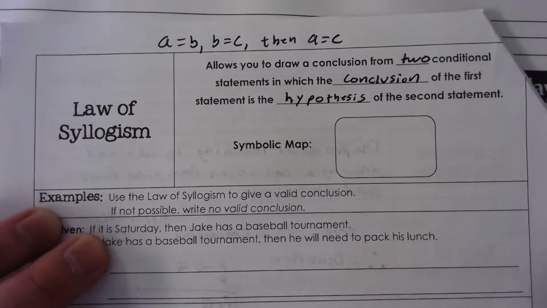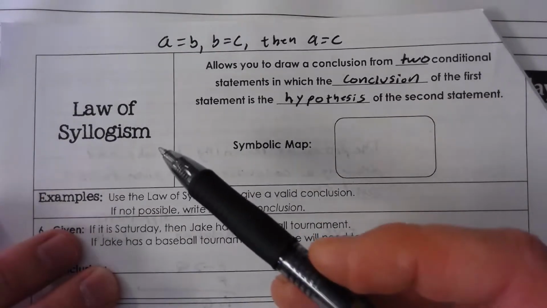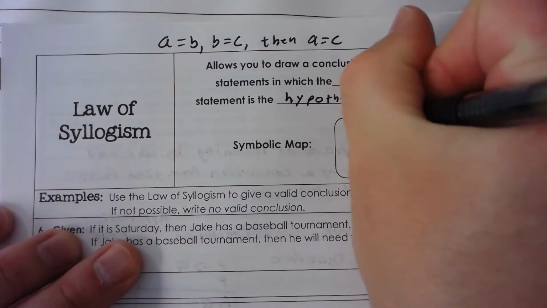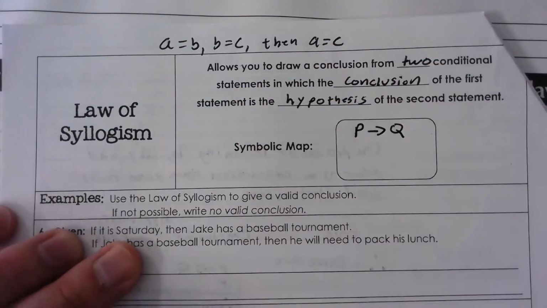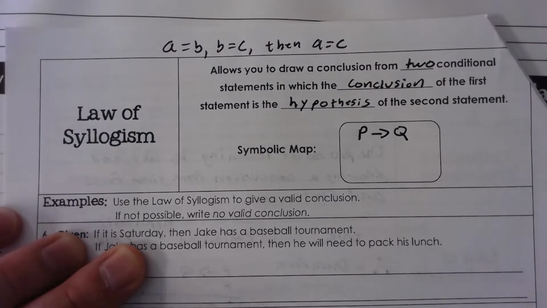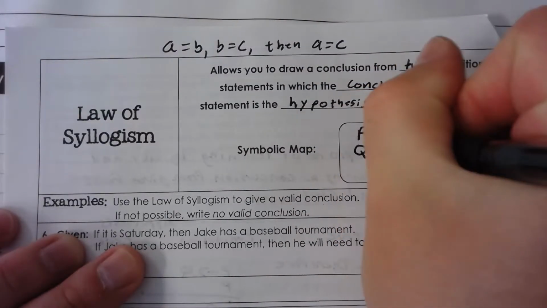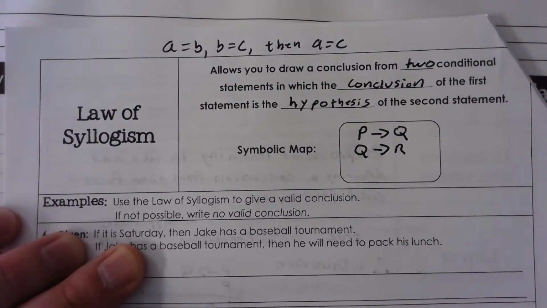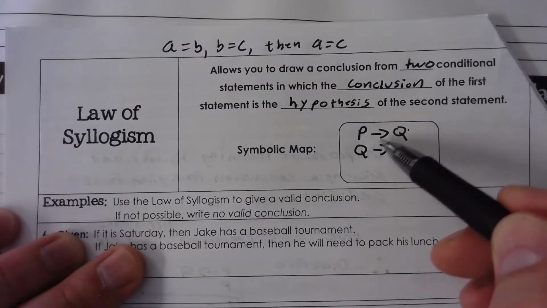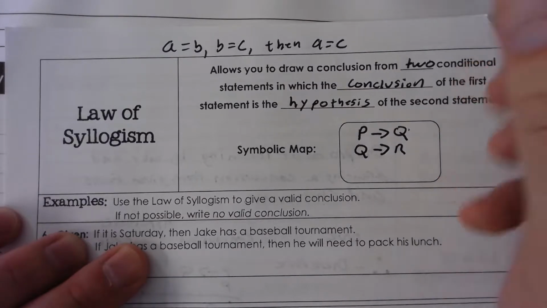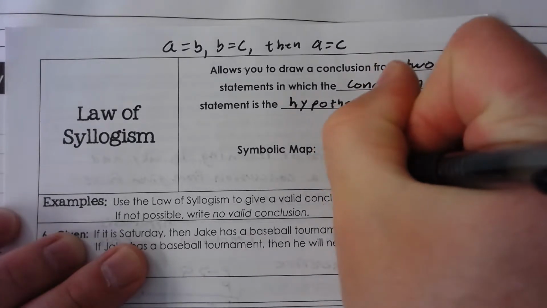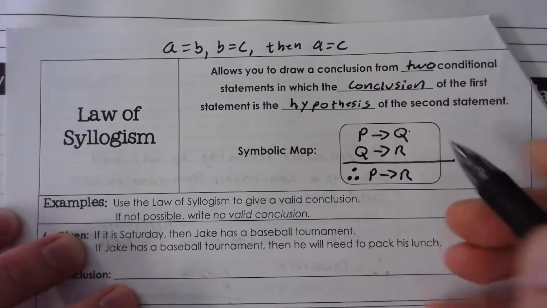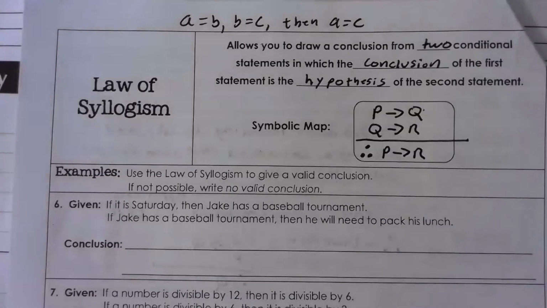So for you to be able to use the law of syllogism and the law of detachment, you have to have them in these forms before you can say that they're true or not. Your first one is P implies Q. You have to have a statement that says P implies Q. Your next statement has to be Q implies R. See, the conclusion of the first statement is the hypothesis of the second statement. So, therefore, P implies R.